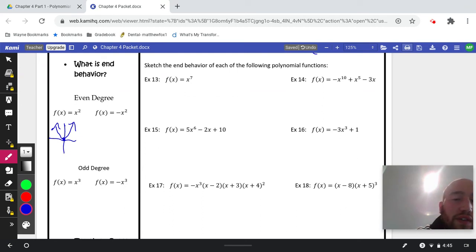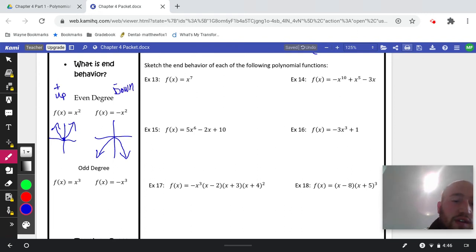And likewise, if it's -x squared, both of them are going to be pointing down. Okay, so if it's an even degree, both arrows will be pointing the same direction. Okay, and if it's a positive even, they'll both be pointing up. If it's a negative even, they'll both be pointing down. So you might want to make a note, maybe positive up, negative down, if you can't remember that.